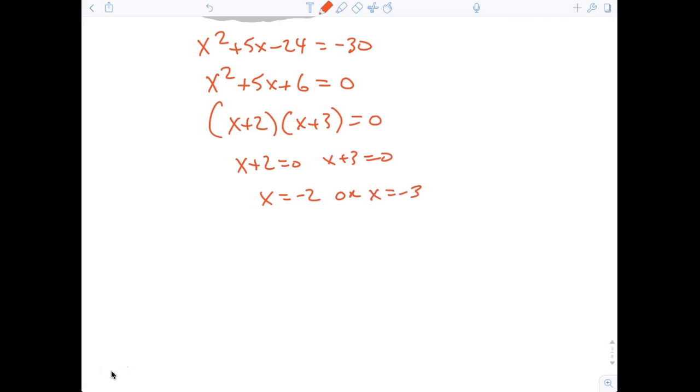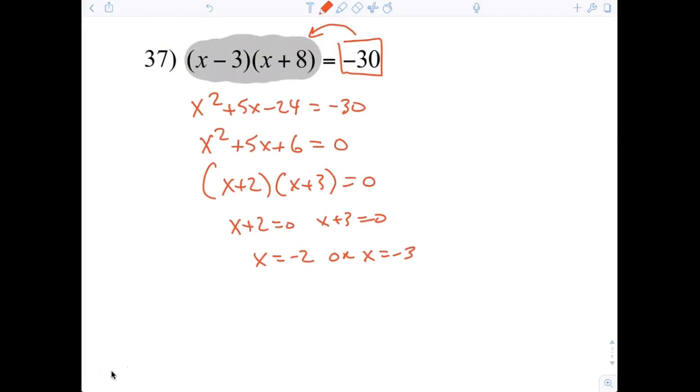Everybody good? Now let me show you something else real quick. Before you say something, think about if I were to take -2 and plug it in here and here, what would my answer be? Come on, you're not listening. If I were to plug -2 in for x, what would my answer be? Of course, it would be -30. If I were to plug -3 in, my answer would be what? -30. Is everybody with me on that? Any questions?